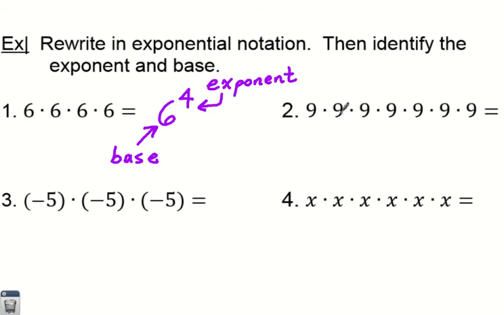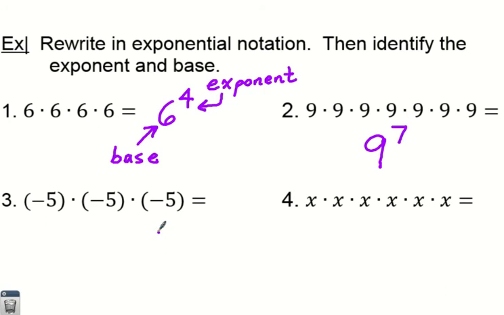So 9 times 9 times 9 times 9 and so on. If I'm counting them correctly, the base would be 9, and the exponent would be how many factors there are? 7. So that's 9 to the 7th power. Okay, number 3. The base would be -5, and the power would be 3.